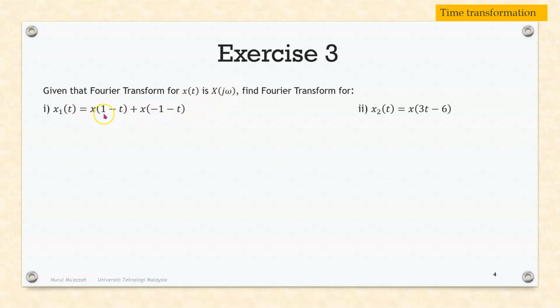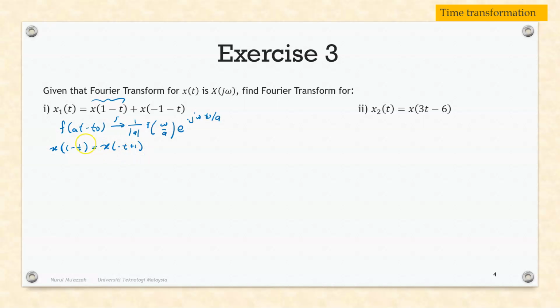Okay, so to solve this, we solve one by one. For the first function, x1(t), you use the time transformation properties. From the table, f(at - t0) gives the Fourier transform pair of 1 divided by |a|, F(ω/a), exponent negative jω t0 divided by a. First we solve for x1(t), rearranged so that it becomes x(-t + 1).